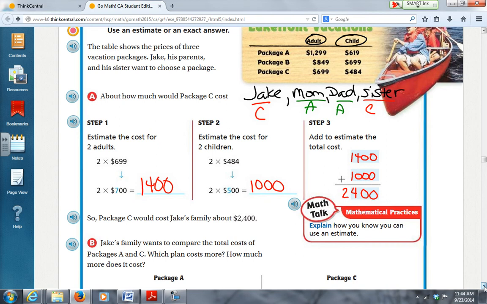Okay. So we're trying to figure out which package is probably going to be the cheapest, or we're comparing all the packages. So we just solved for package C, right? And now we're going to need to solve for the rest of the packages so that we can compare.